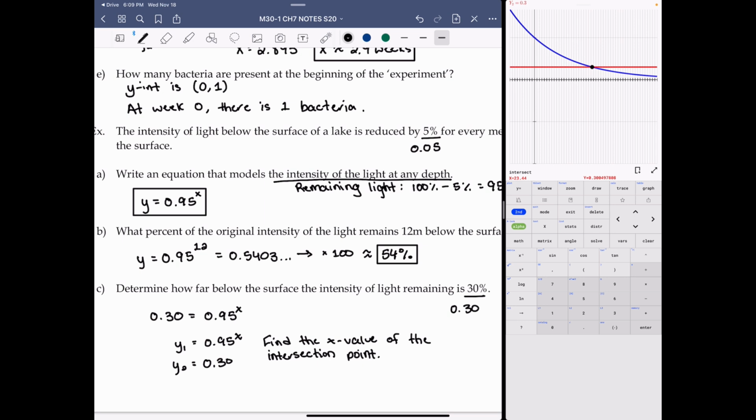That's actually a little bit inaccurate. You can see that it's telling me my x value for y equals 0.300497... It should be telling me my x value for y equals exactly 0.3. So when I do it on my Casio graphing calculator, it gives me x equals 23.4723... So x is approximately equal to 23.5, and that was the distance below the surface, so that's measured in meters.